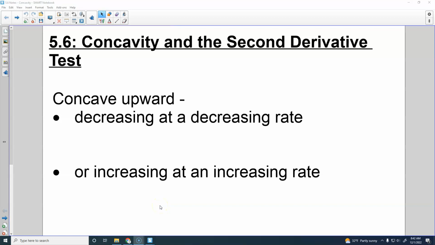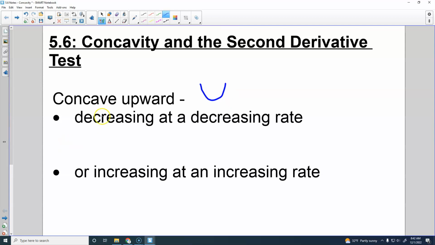Okay, so we, I believe, talked about concavity a little bit in pre-calculus. Concavity has to do with the curvature of our graph. The types of concavity that you can have are concave upward and concave downward. Concave upward is going to be curved up like this. And it can look a few different ways.